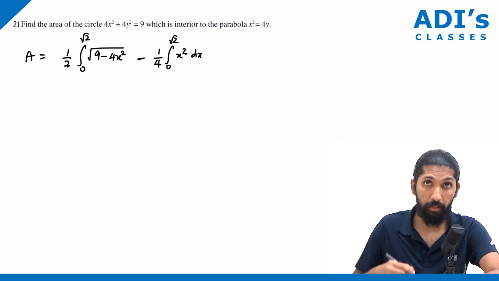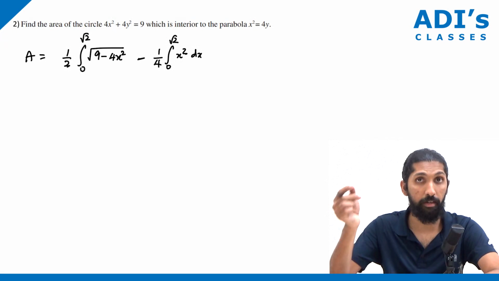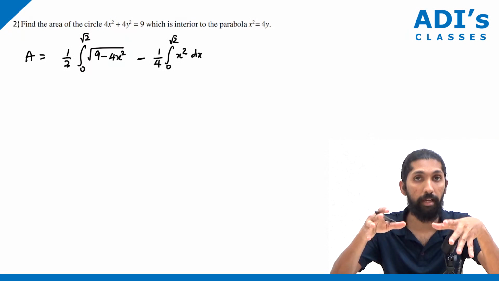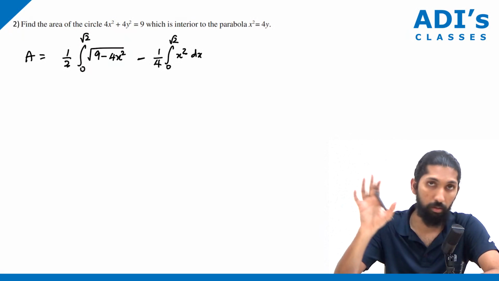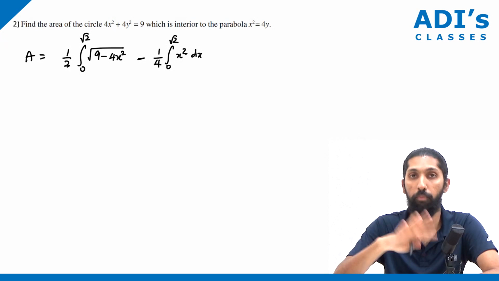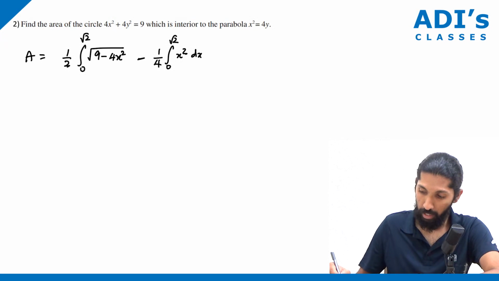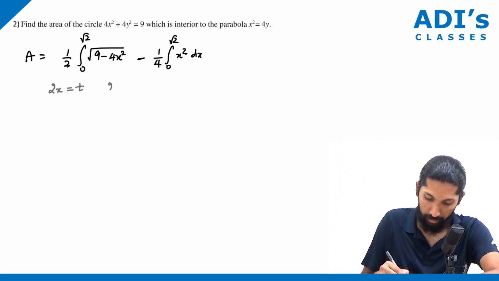Let's substitute that here. But a small change will have to be made because we have 4x square, right? Maybe you can take it, let 2x be t. You can do it that way, or if you know it directly, you're welcome to do it that way also. Both ways are fine. Since we have 4x square, I'll just substitute let 2x is equal to t. So 2 dx is equal to dt, or dx is equal to half dt.